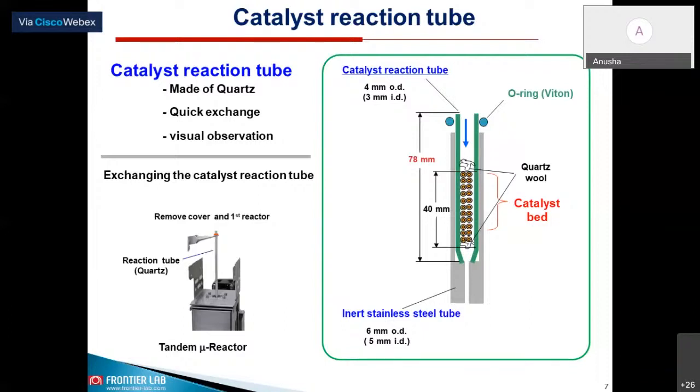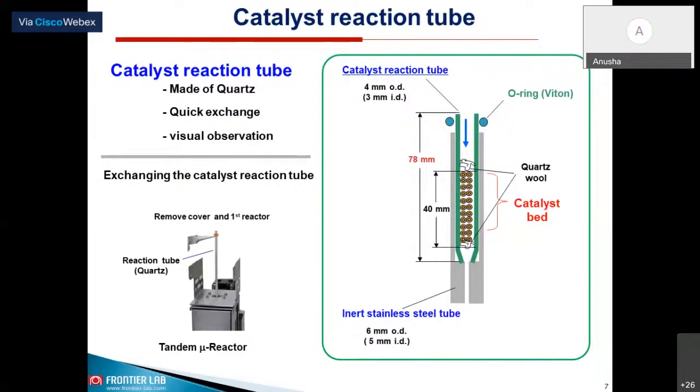Springs are also positioned above and below the catalyst to prevent the position from shifting. This helps the catalyst packed into the tube to stay firm and stable. Powder and particle forms of catalyst can be loaded, as I already told you, not only beads, but any form of catalyst can be loaded.